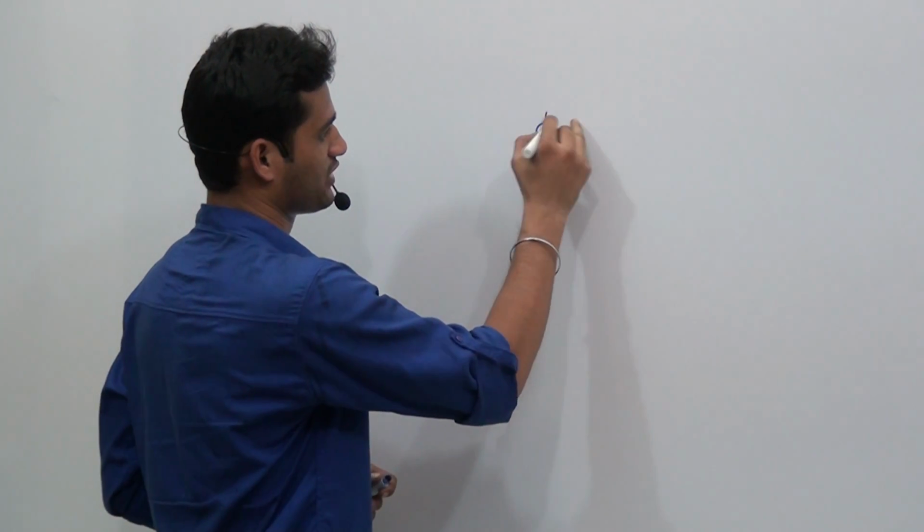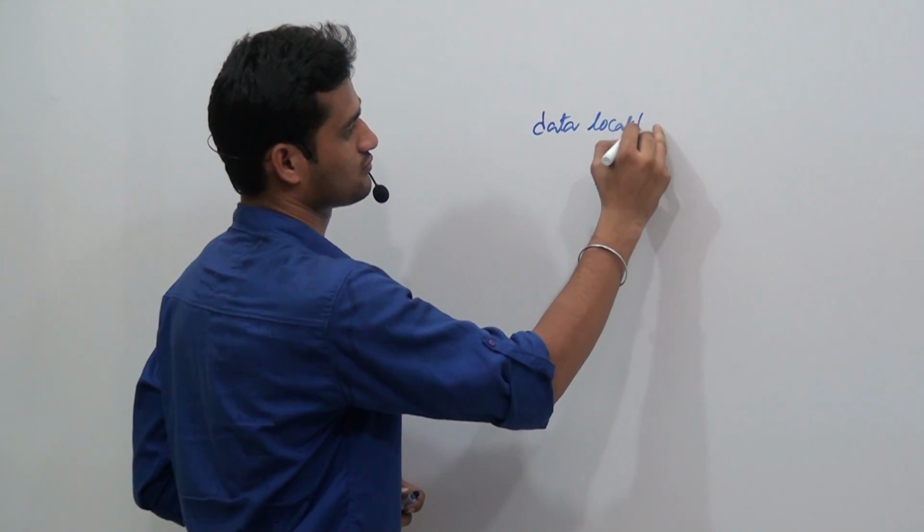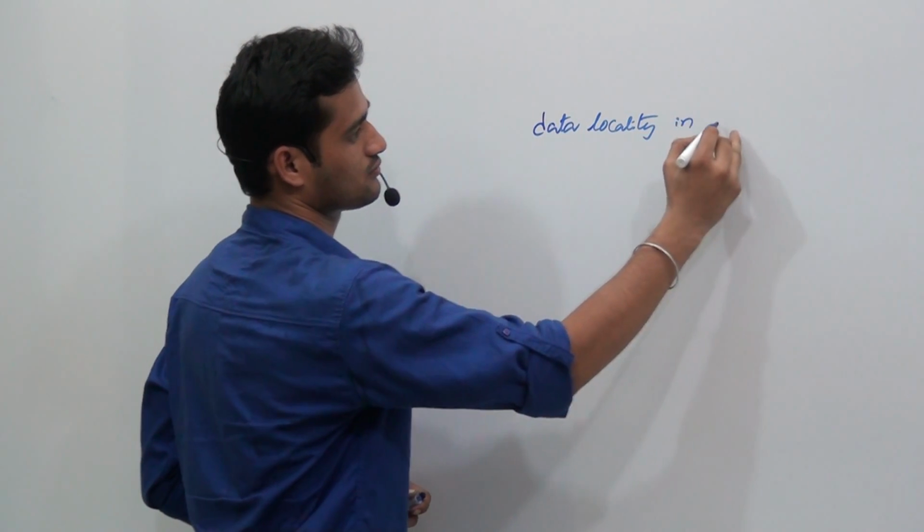Okay, next. Where do we have data locality in MapReduce? Very important.